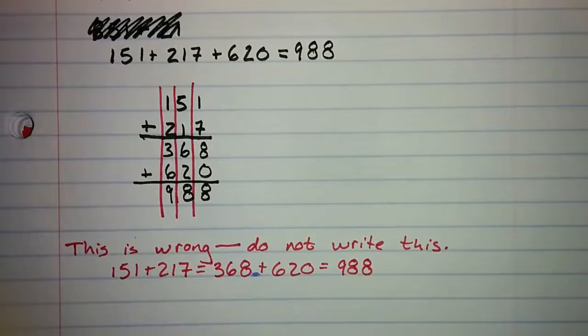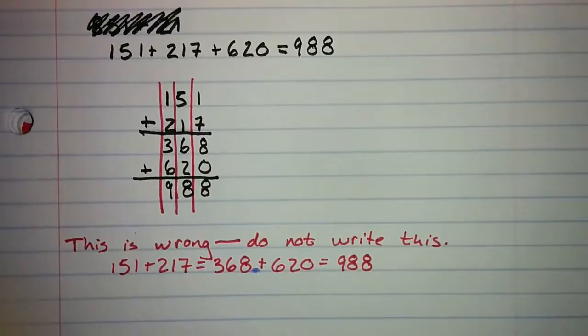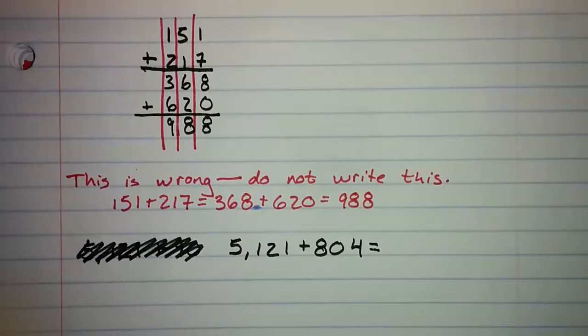I'm going to give you a problem to try using the standard algorithm, just adding two numbers together. Add 5,121 plus 804. Pause the video and try this now. Okay, well, we have 5,121. Now we'll look at the second number. In the thousands place, nothing, so nothing goes in the thousands place. In the hundreds place, 8, so 8 goes in the hundreds place. In the tens place, a 0, and in the ones place, a 4.